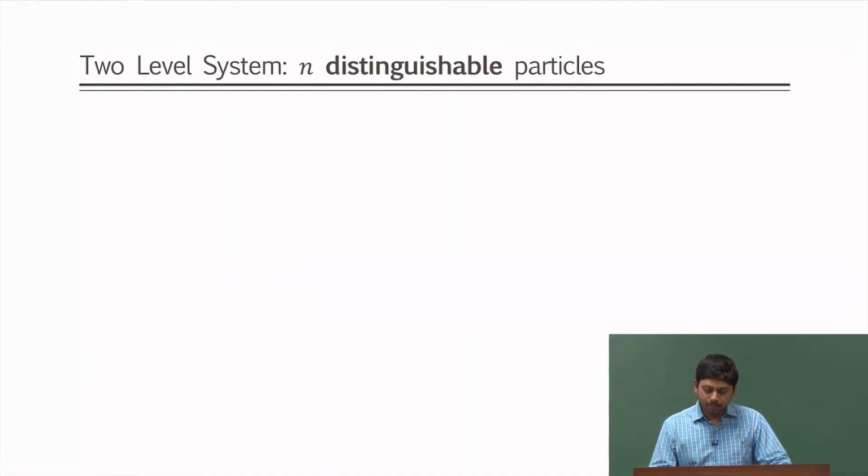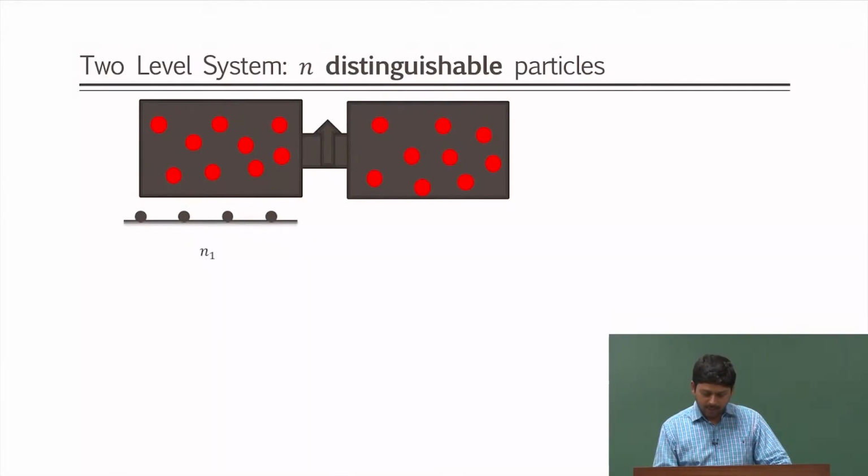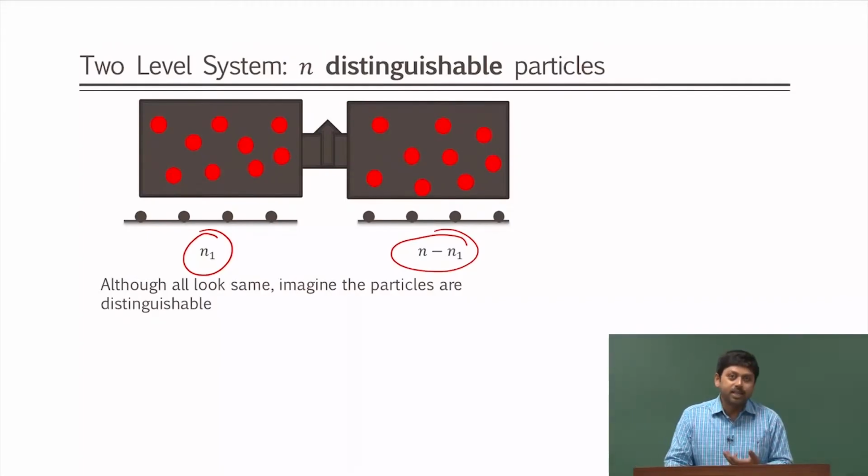Now, let us take a 2 level system for n distinguishable particles, which means essentially that I have 2 boxes, 2 chambers, this and this, and these are the 2 levels that I talked about. In one level I have n1 particles, in another level I have n minus n1 particles. Although all the particles look same, imagine that the particles are distinguishable, because remember what I said, that it may be our inability to distinguish the particles. However, statistics will come according to the distinguishability. So, let us assume that all these particles are distinguishable, and whatever the situation may be, n1 can be anything, n minus n1 can be the other thing, right.